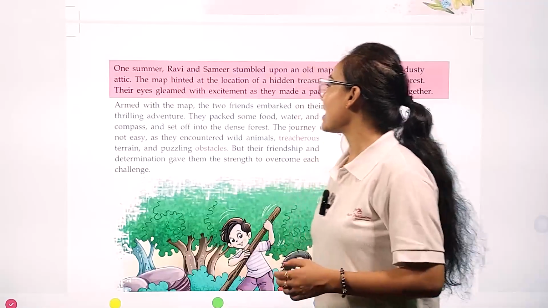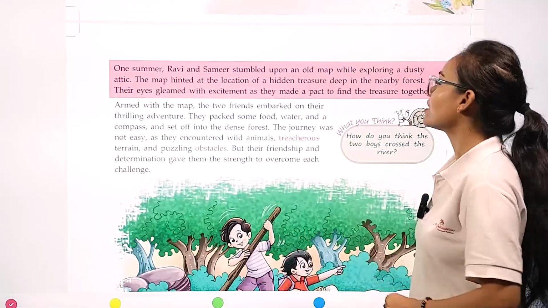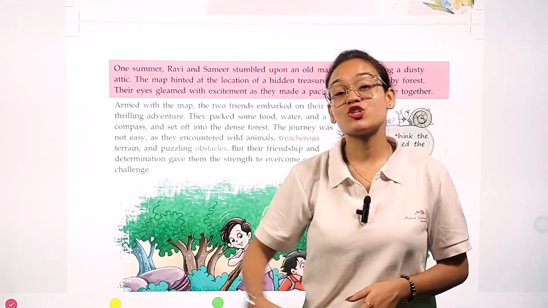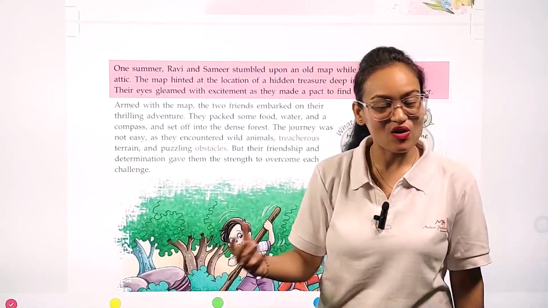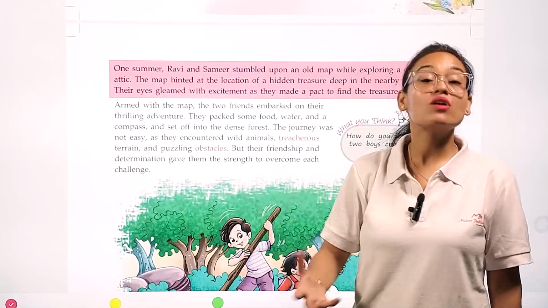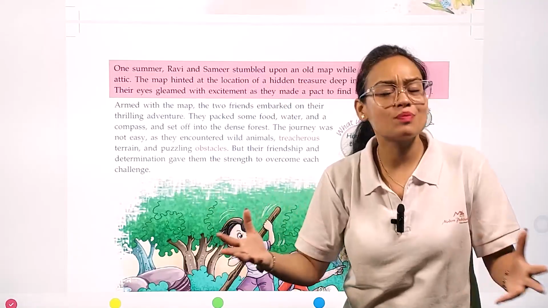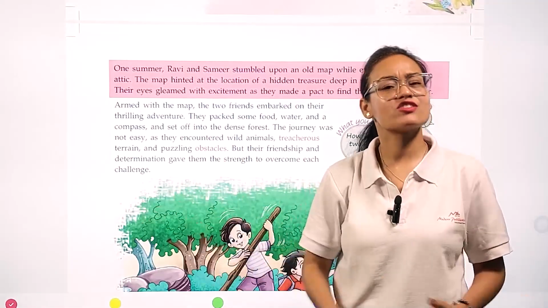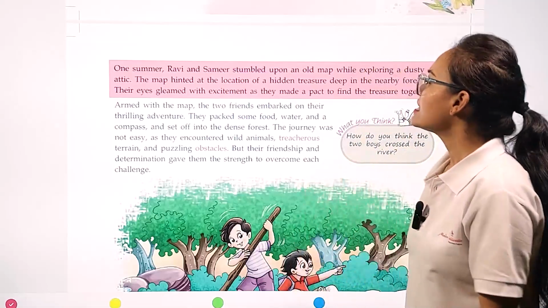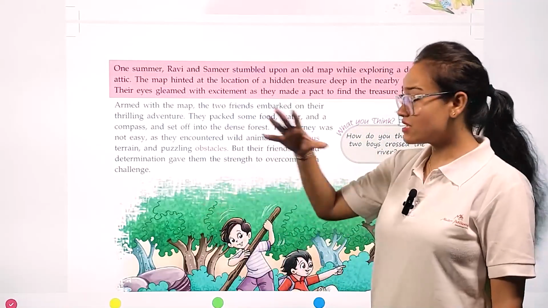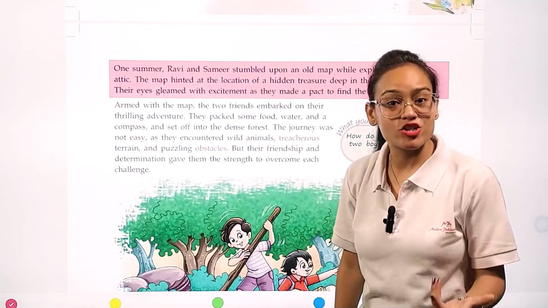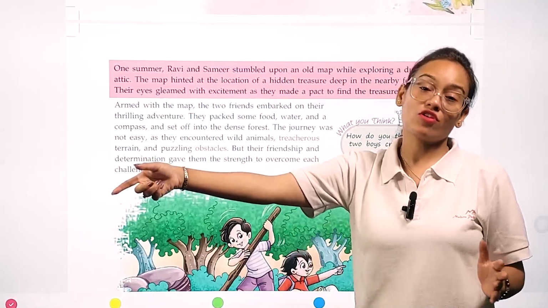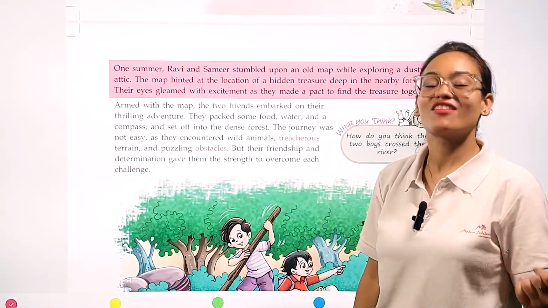The map hinted at the location of a hidden treasure deep in the nearby forest. But what about that old map? That old map is based on a treasure. Treasure means khazana, the old pieces of gold, money, diamonds, and so on. Combined, they are called treasure. This old map is based on a treasure, and that treasure is hidden in the nearby forest area where Samir and Ravi live.